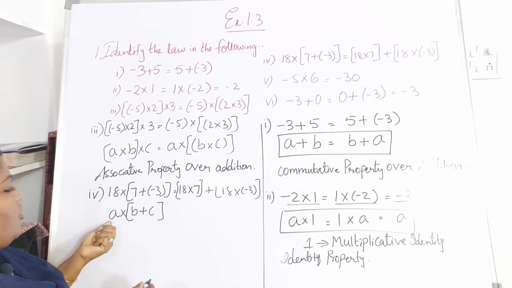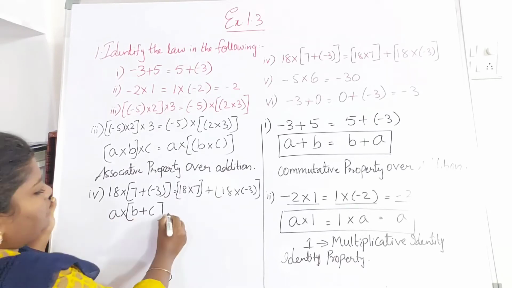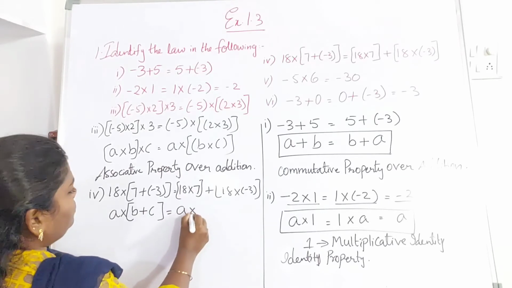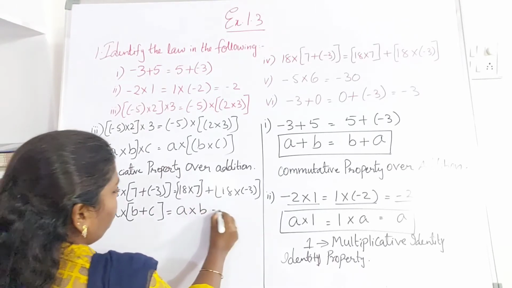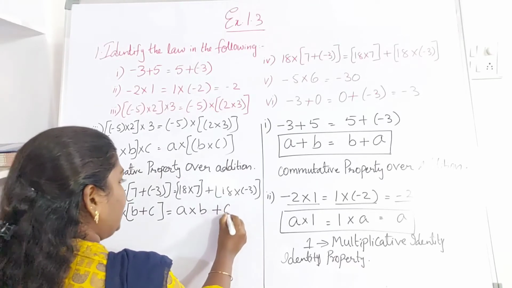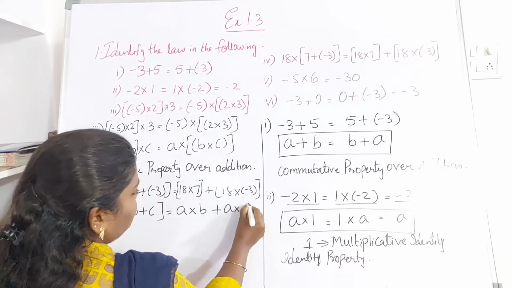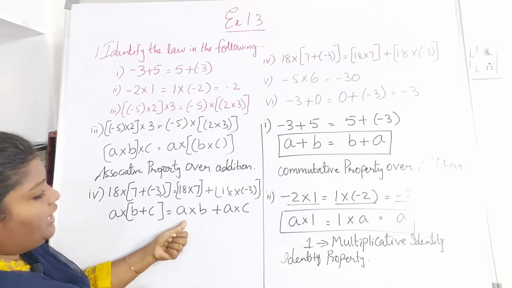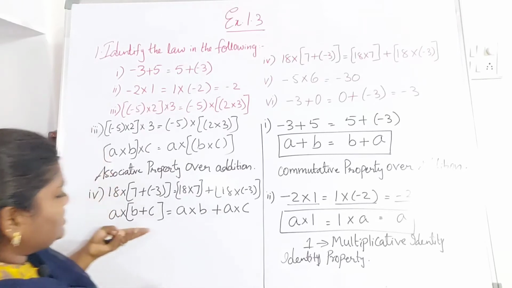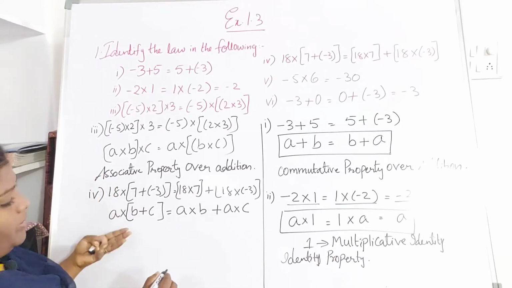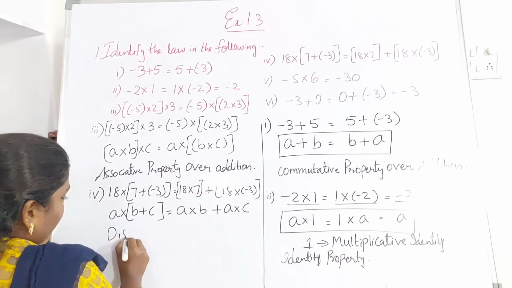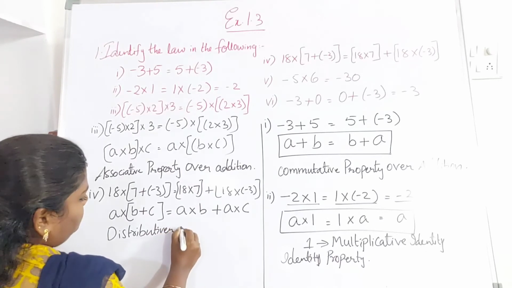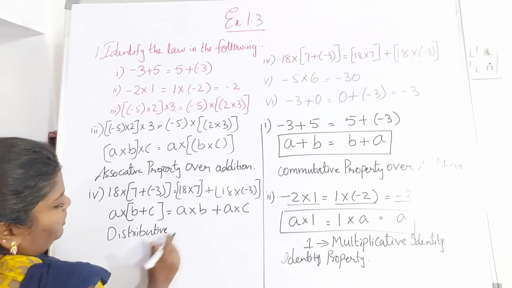So this is of the form A into B plus C. Here, the same thing in the RHS: in place of 18 I am taking A into, in place of 7 B, plus 18, it is A into, and minus 3 is represented as C. So here you can observe that A into B plus C is equal to A into B plus A into C. So this is nothing but distributive property.